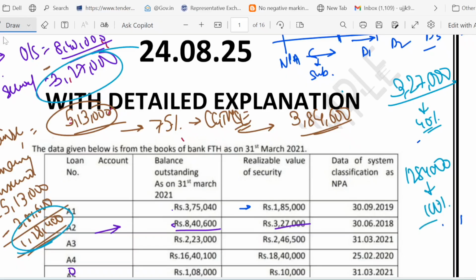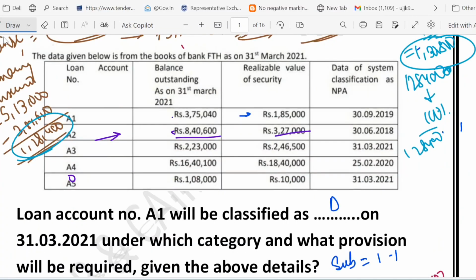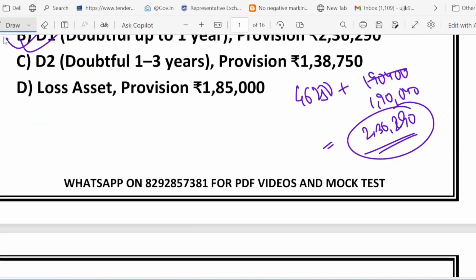So what is 40% of 3,27,000? It is nothing but 1,30,800. And what is 100% of 1,28,400? It is nothing but 1,28,400. So if you add both of them, 1,30,800 plus 1,28,400, this would give us 2,59,200. So that is the total provisioning amount. So the final answer is 2,59,200.